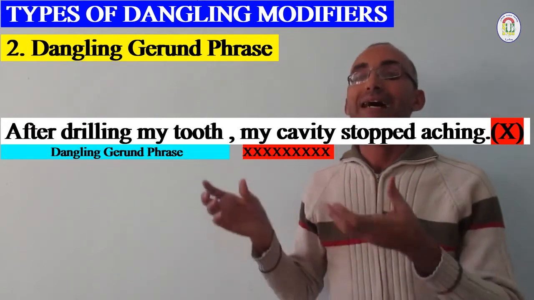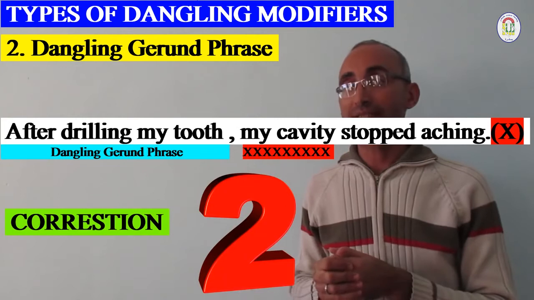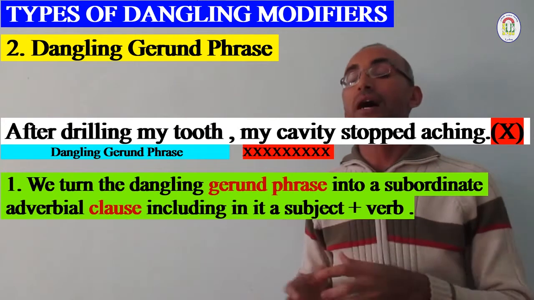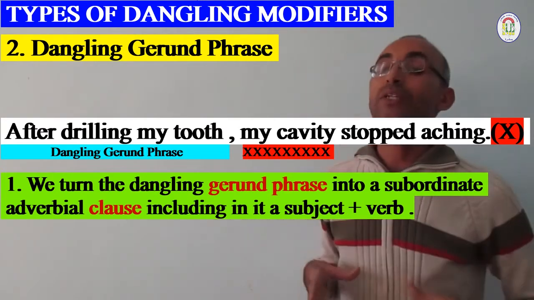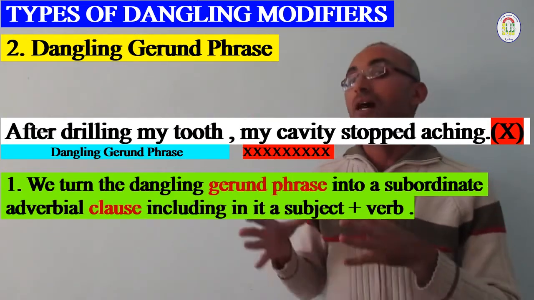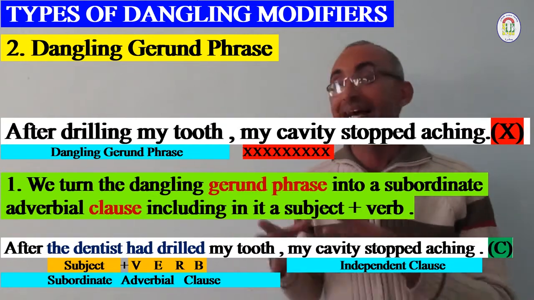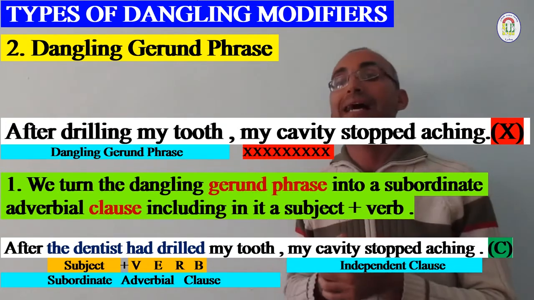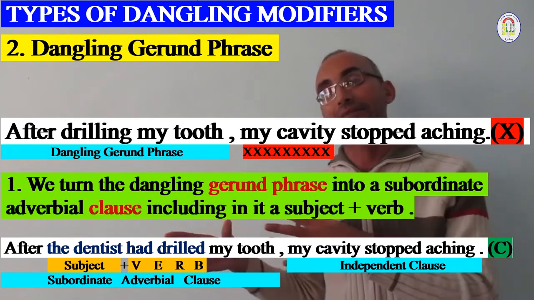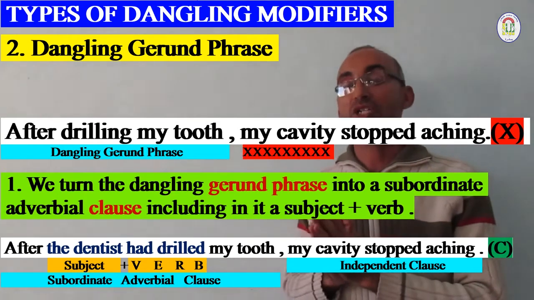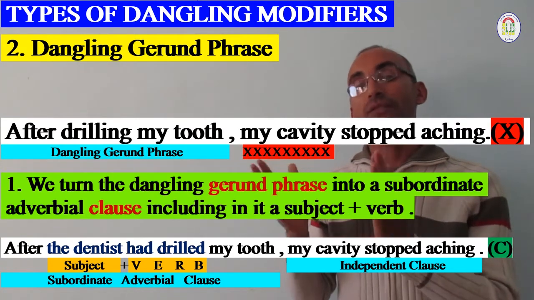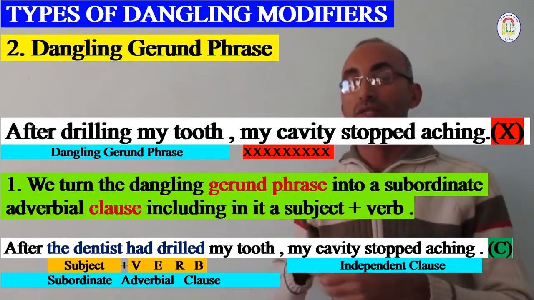Clear? So here I must fix this error by always turning first my dangling gerund phrase into an adverbial clause, providing within it my subject clearly and my verb. And I write after the dentist had drilled, first action, had drilled my tooth, comma, my cavity stopped aching. I leave second part as it is. Clear? I changed only the first part to be an adverbial clause.